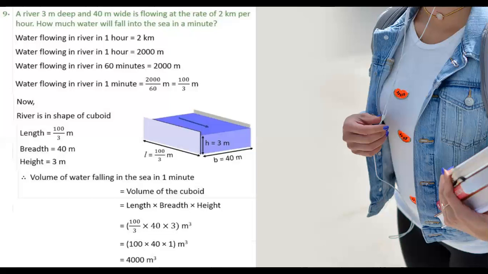Therefore the volume of the cuboid is length into breadth into height. Since the volume of water falling in the sea in 1 minute is equal to the volume of the cuboid, which means length into breadth into height, by solving we get 4000 meter cube.